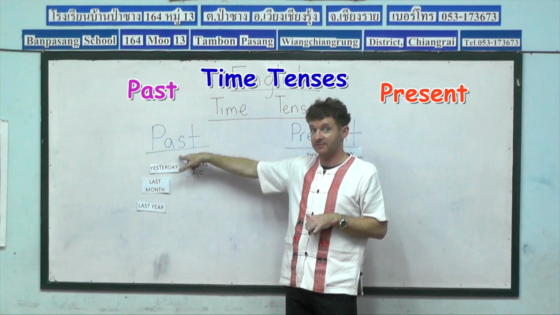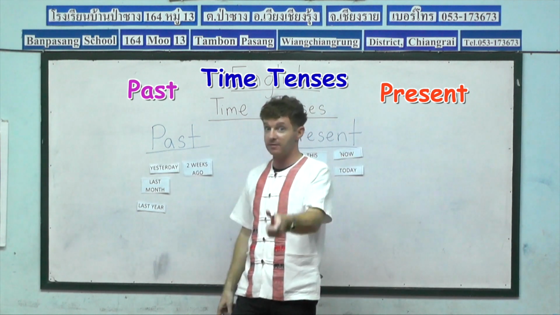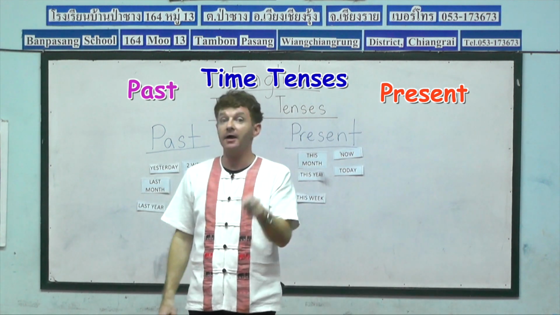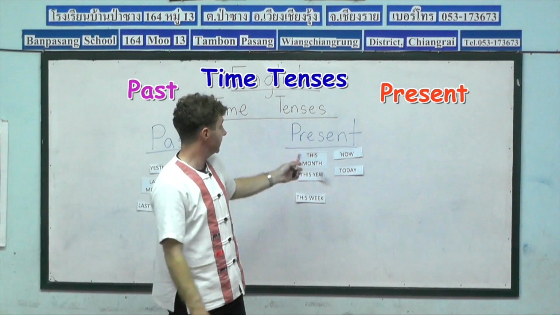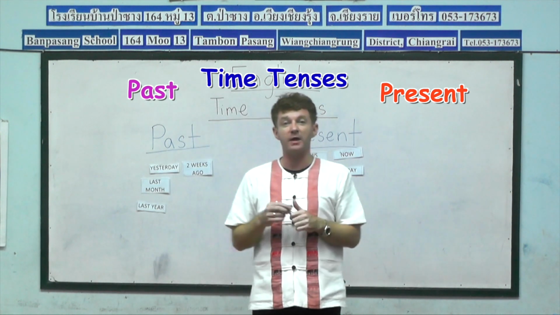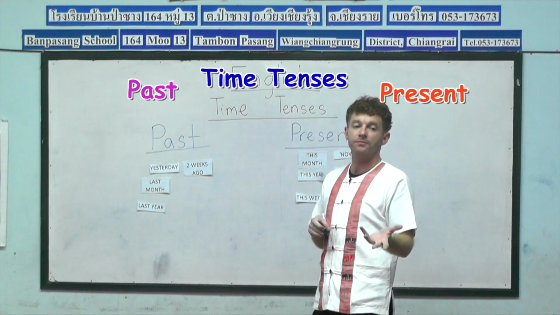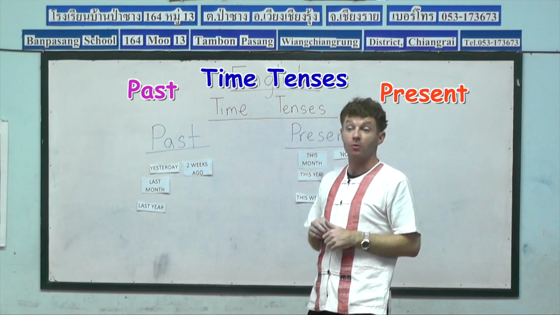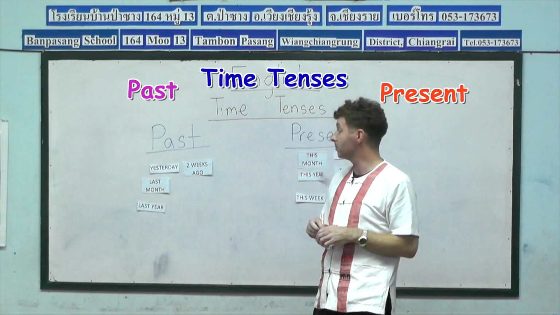So what we're going to learn today is how we refer to singular and plural things in the past, and then how we refer to singular and plural things in the present. There are 4 different ways that we can use. I'll introduce the vocabulary now, and then we can practice more later.